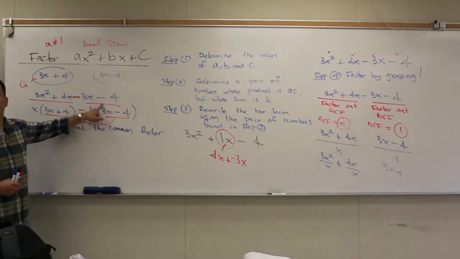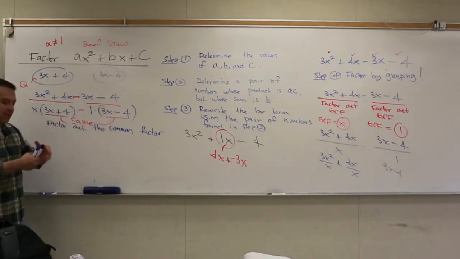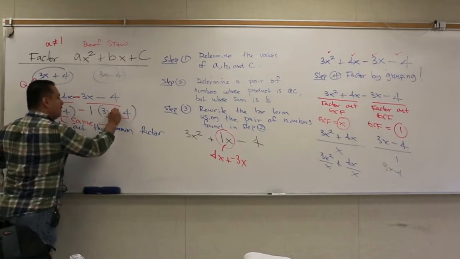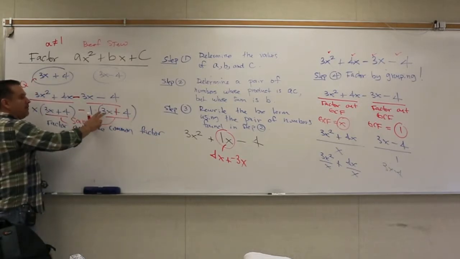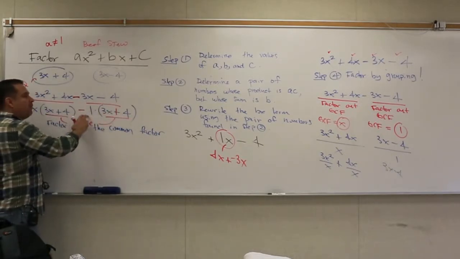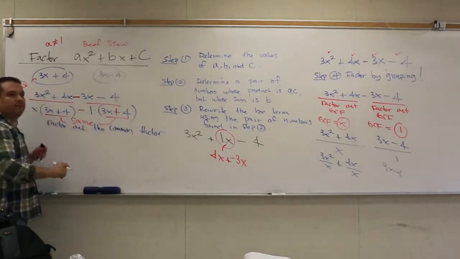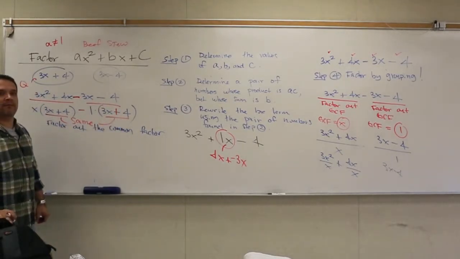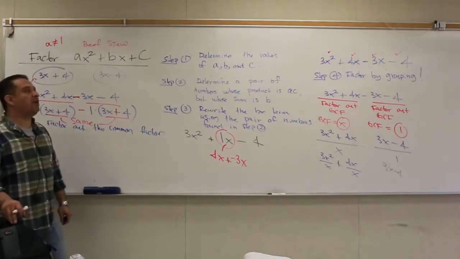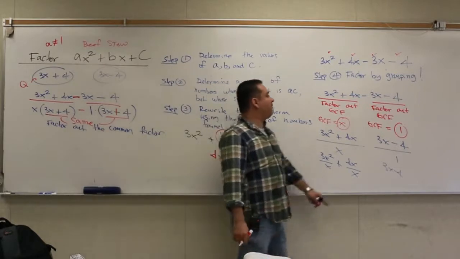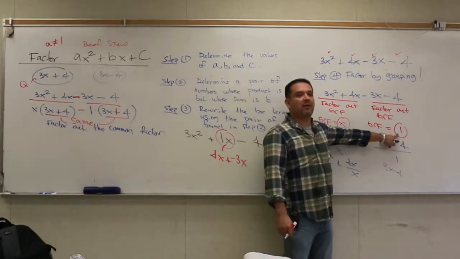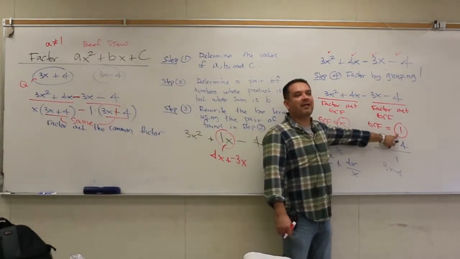There's something we have to do. We have to change that sign. Will that help us? Let's see. Negative 1 times 3x still is negative 3x. What's negative 1 times positive 4? Is that negative 4? Now, some of you guys told me over here that the greatest common factor here was really negative 1.